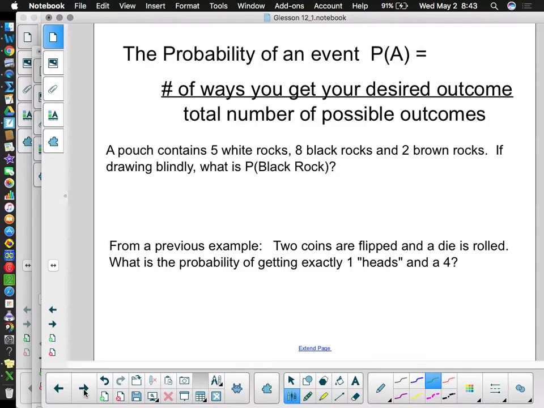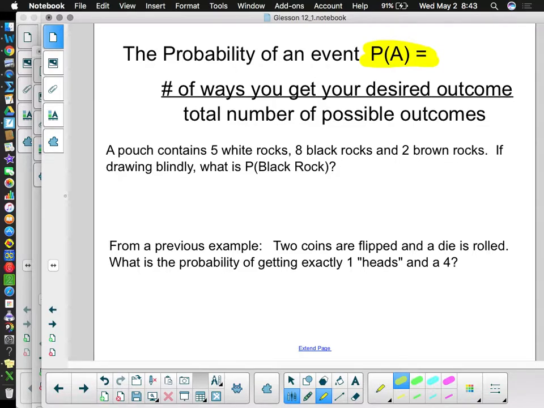The probability of an event, which, by the way, this is important notation, P of A, the event is event A. Okay, so A is a variable that we use to designate an unknown event, equals the number of ways you get your desired outcome over the total number of possible outcomes. All right? Now, this is simple probability, and you've done stuff like this before.